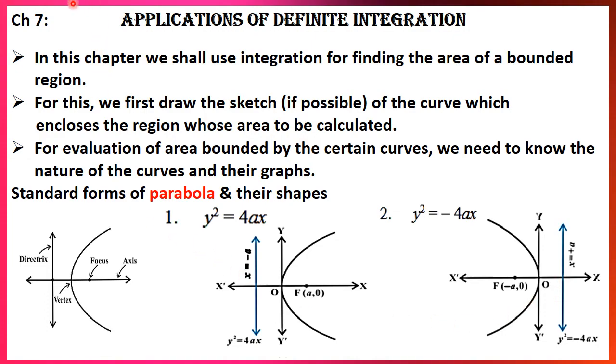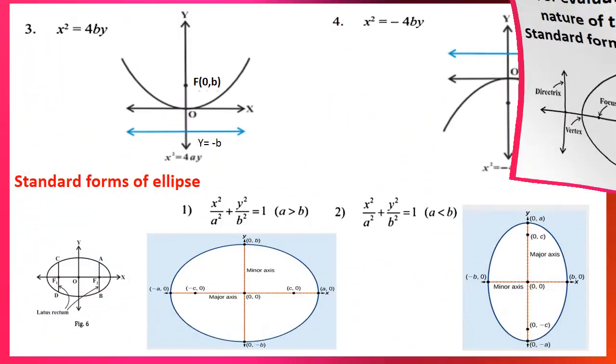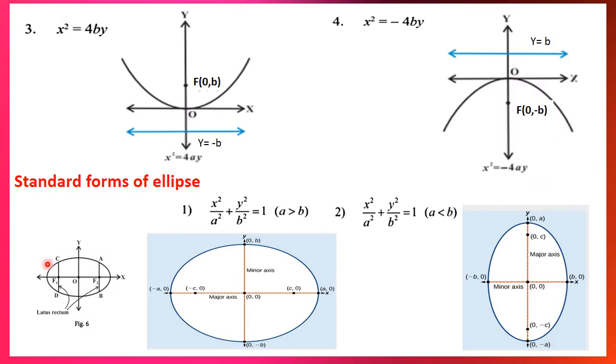Now the third one, x square is equal to 4by, which is the parabola opening towards up, whose focus is at the point (0, b), vertex is at the origin, and the directrix is the line y is equal to minus b. The last one, x square is equal to minus 4by, is the parabola which opens towards down, whose focus is at the point (0, minus b) and the directrix is the line y is equal to b.